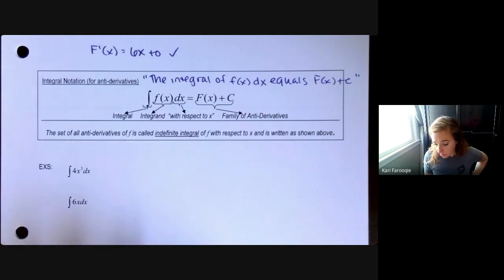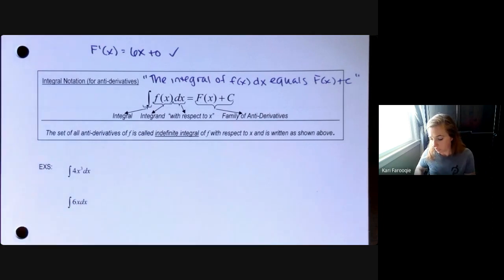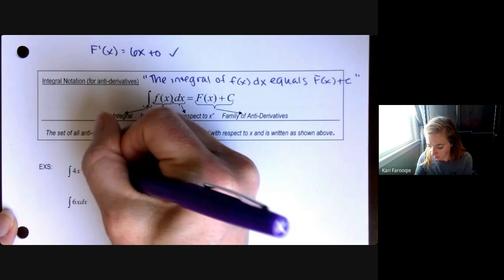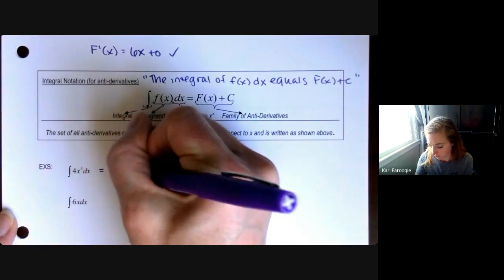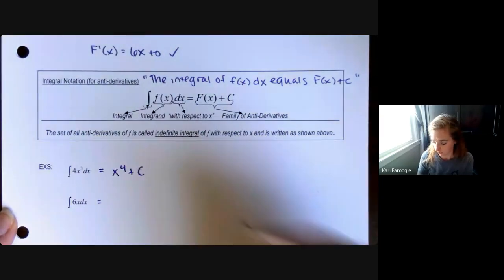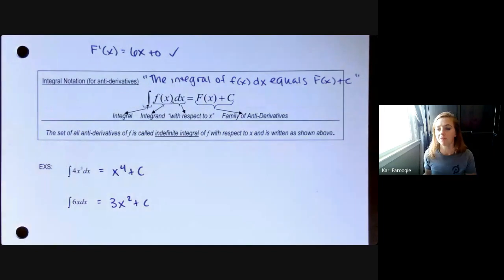So what this would look like with the two examples that we've already gone over is the integral of 4x cubed dx is equal to x to the fourth plus c, and the integral of 6x dx is going to be 3x squared plus c. So that's the way you're going to answer these. And the plus c is part of your answer. So it's really important that you remember to include that, even though you might think it seems silly.